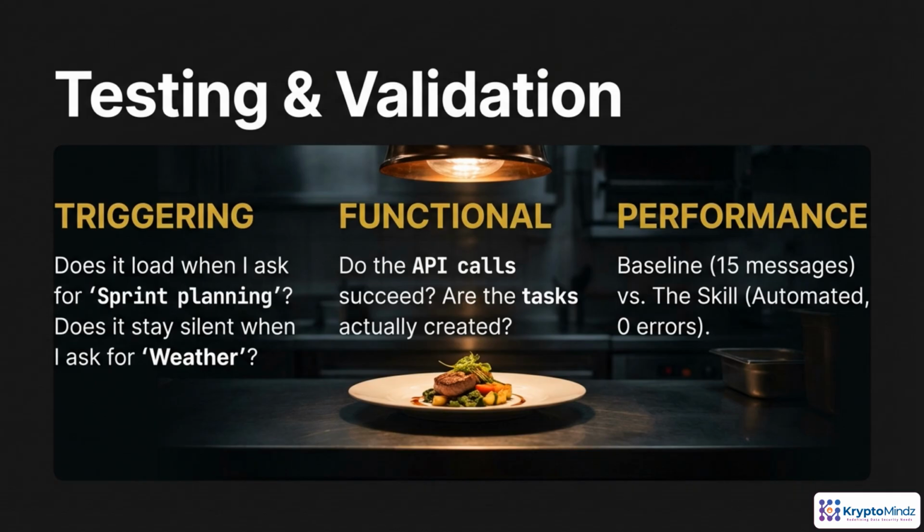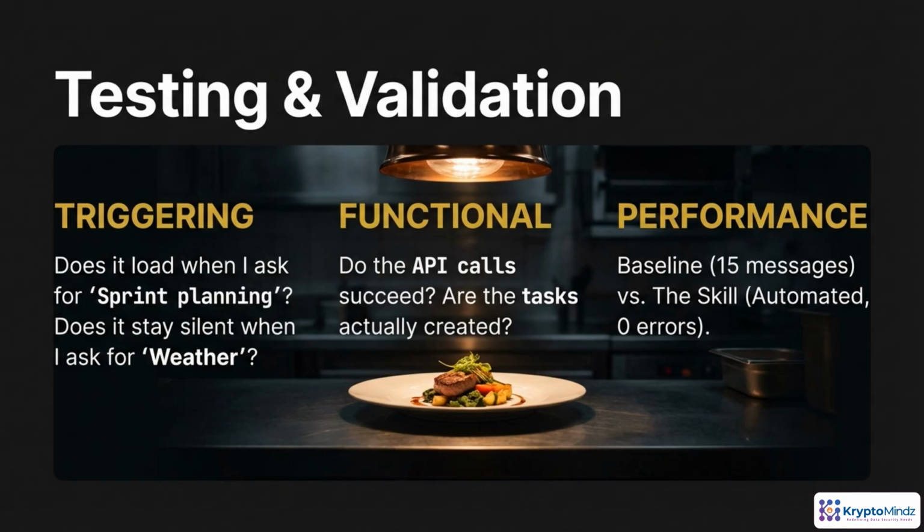When you test a skill, think in three buckets. First, triggering. Does it wake up for the right kinds of requests and stay out of the way for everything else? Try your obvious use cases, then paraphrases, then clearly unrelated prompts.